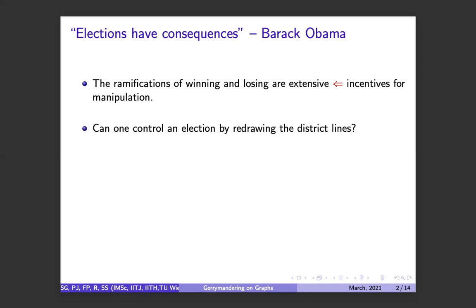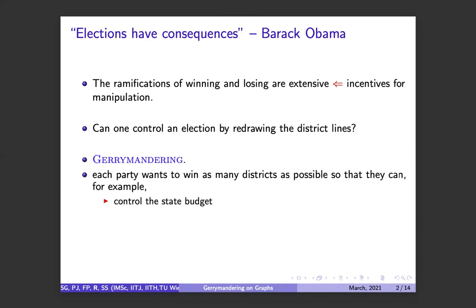Now the question that we ask here is, can we change how the districts are structured, which voter votes in which district, and based on this, can we change the outcome of the election? This question is formally known as gerrymandering. And why would one want to do this, just to win one more district? Maybe they want to control the state budget for that district, or they want to win more districts in future. These are practical motivations.